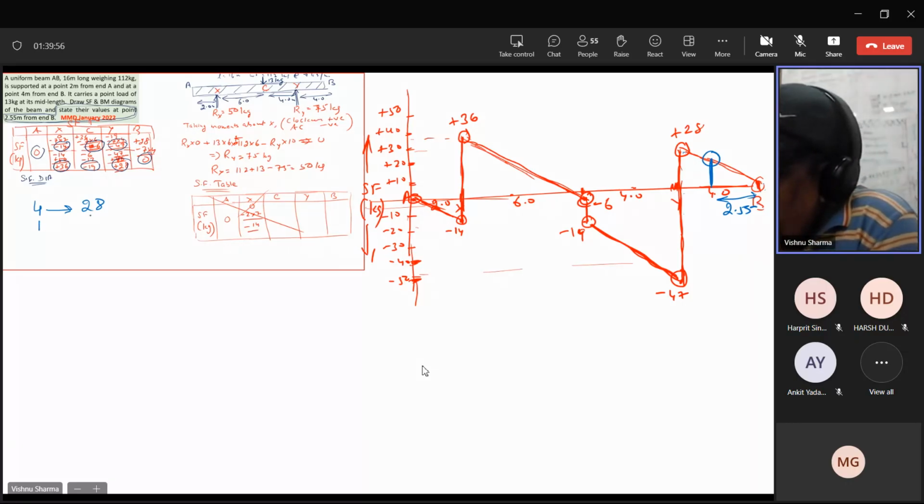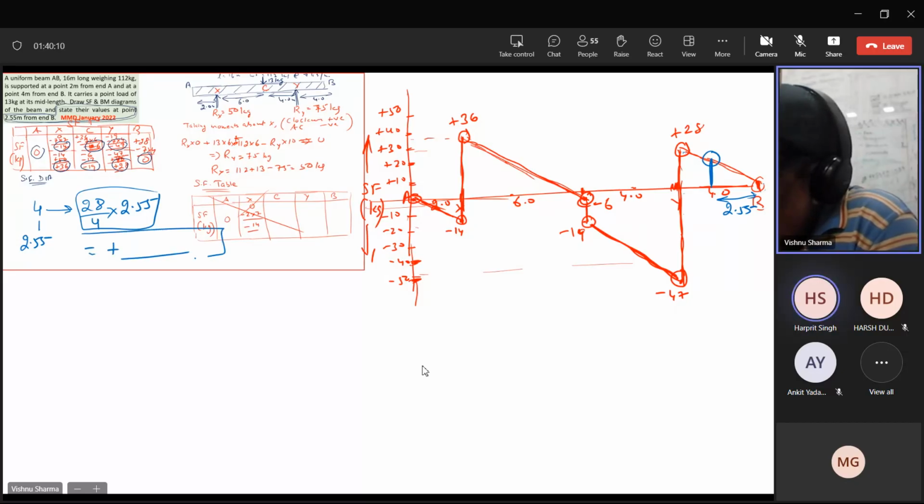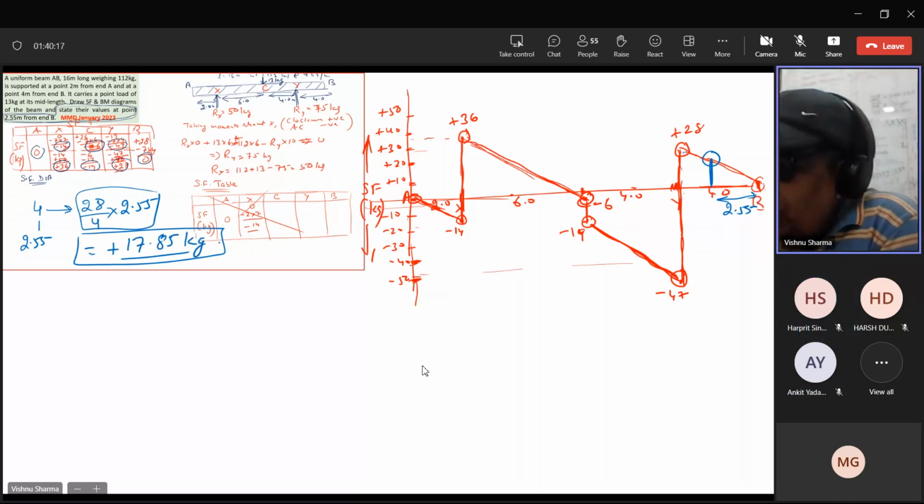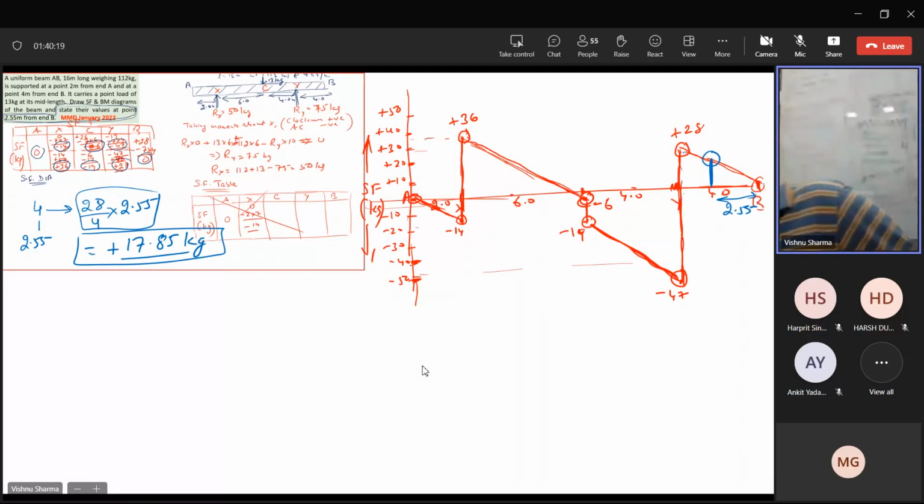Every meter, it will change by 28 by 4. How much will it change from B over a distance of 2.55 meters? That means I multiply by 2.55. This will be the value of the shear. How much? 17.85. Plus 17.85 kg will be the shearing force at a point 2.55 meters from end B.